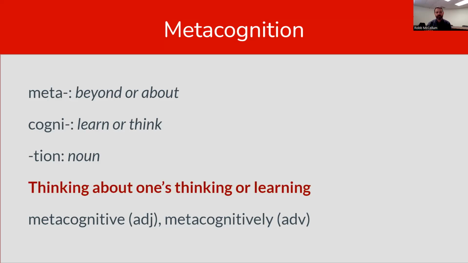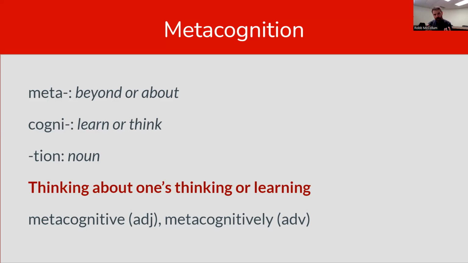So let's take a moment to really understand and explain what we mean by the term metacognition. If we were to use a vocabulary strategy to break it into word parts, we have meta, which can mean beyond or about. We have the root, which can mean to learn or think. And then we have the tion part, which turns this into a noun. It serves a grammatical function.